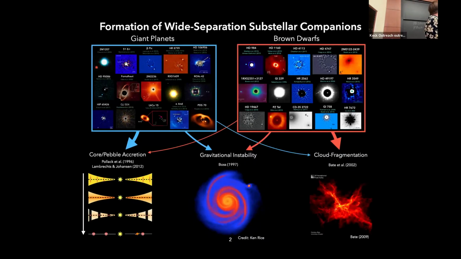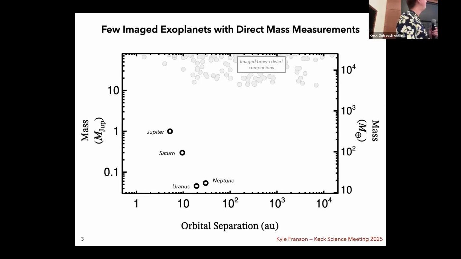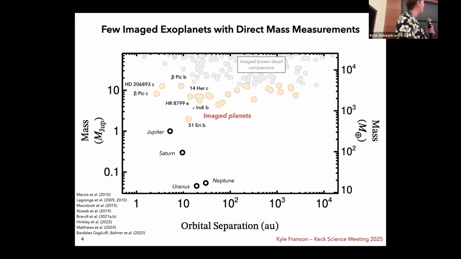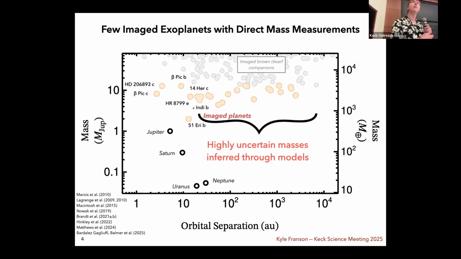Now, in order to diagnose and test these different formation routes, we need to understand the kinds of objects that we're discovering. But a challenge is that for most imaged planets and brown dwarf companions, their masses are highly uncertain. So this plot here shows the masses and orbital separations of the sample of imaged brown dwarf companions in gray and imaged exoplanets in orange. Now, for most of these points, their masses aren't directly measured, but instead we have to infer their masses from their luminosities and their ages using evolutionary models.